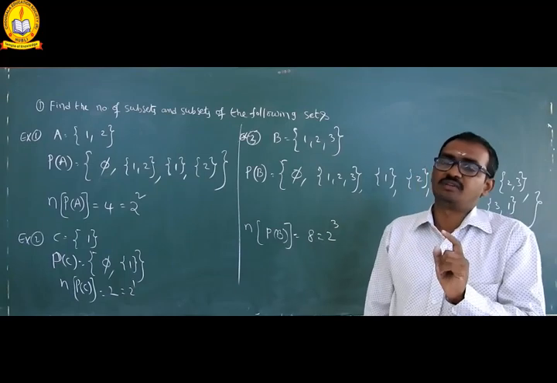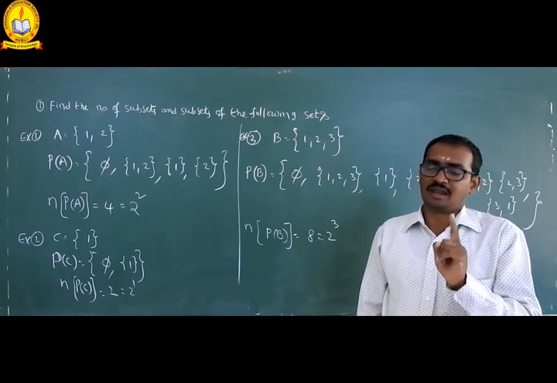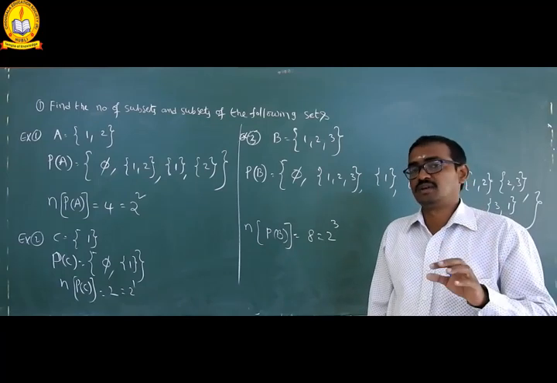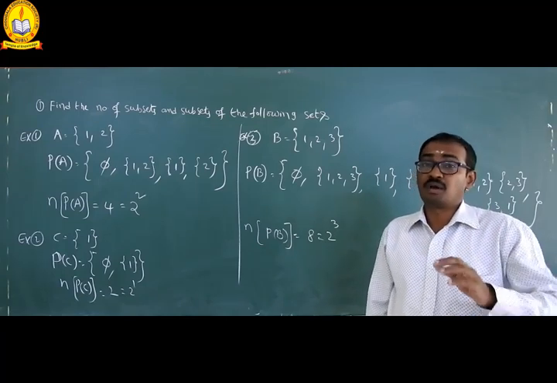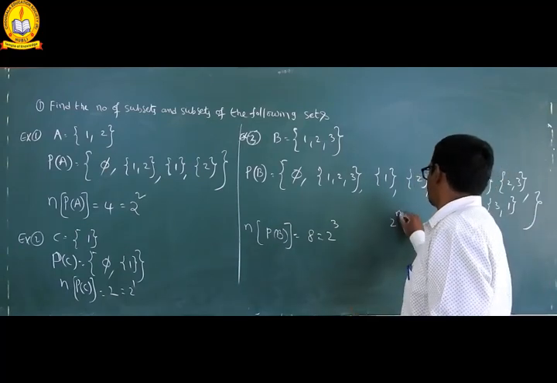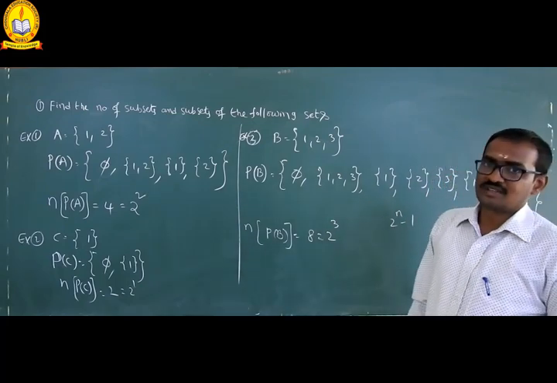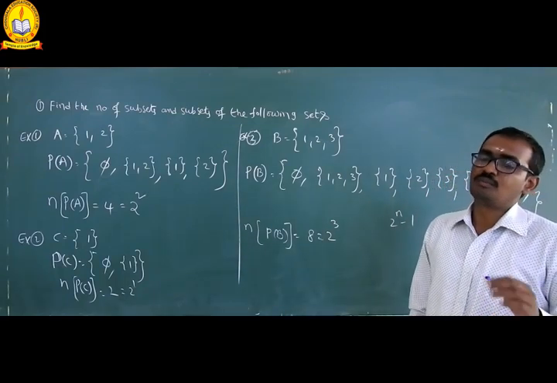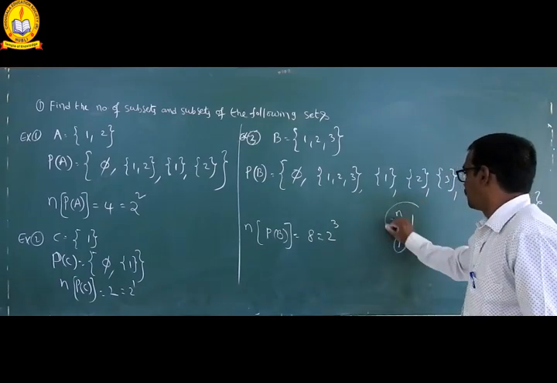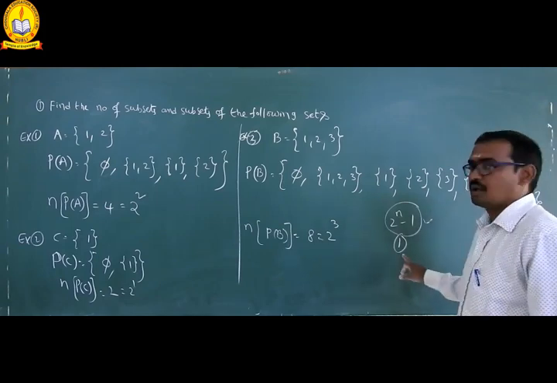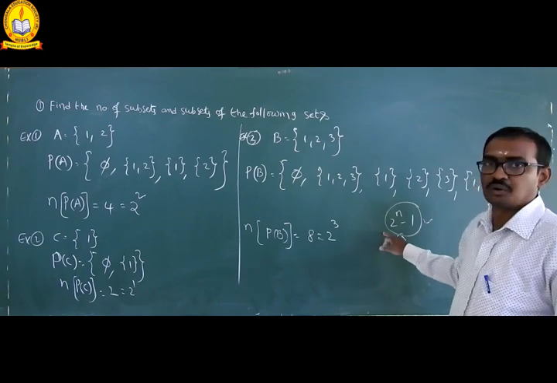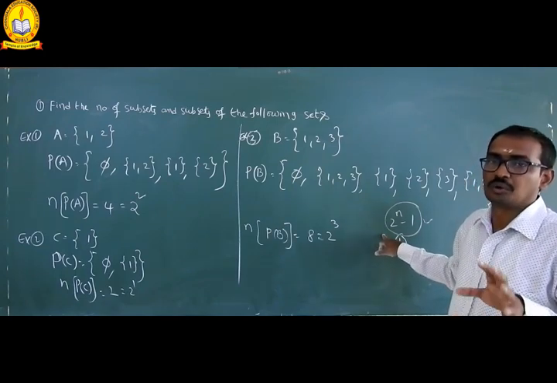First point, if a set has n elements, then the number of subsets is equal to 2 power n. If a set has n elements, then the number of proper subsets is equal to 2 power n minus 1. If a set has n elements, number of improper subsets is equal to 1. Number of proper subsets 2 power n minus 1, number of improper subsets equal to 1. If we add these two, the 1 cancels, giving 2 power n. Total number of subsets is equal to 2 power n.